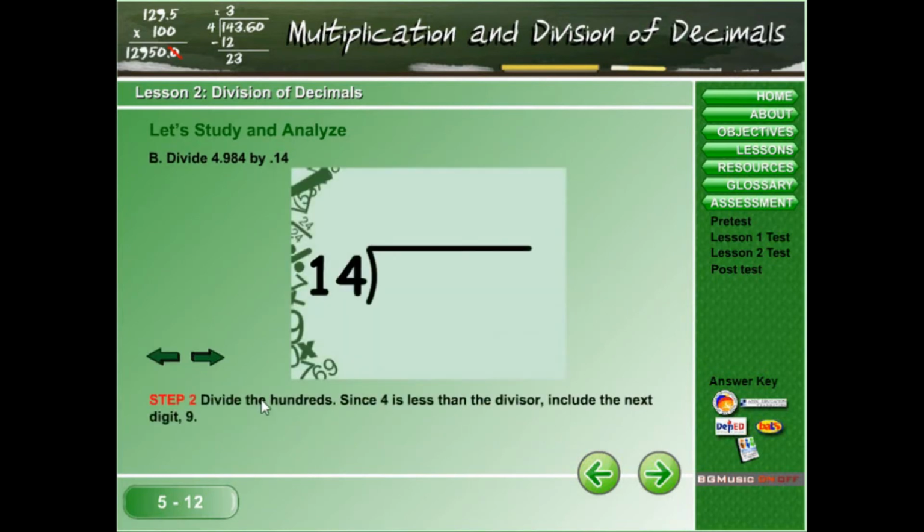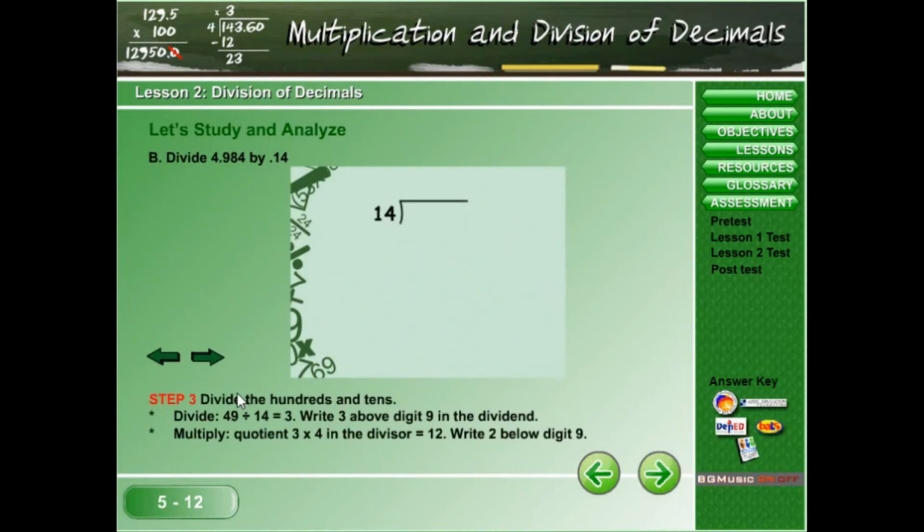Step 2. Divide the hundreds. Since 4 is less than the divisor, include the next digit, 9. Step 3. Divide the hundreds and tens. Divide. 49 divided by 14 equals 3. Write 3 above digit 9 in the dividend.